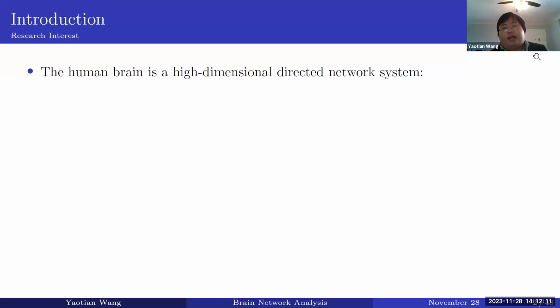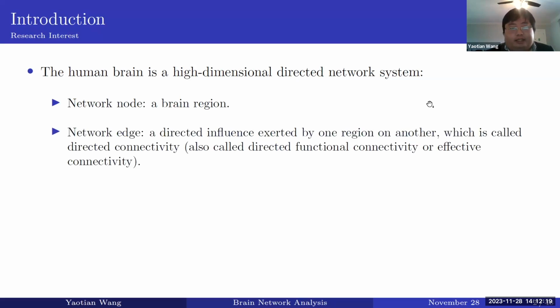Overall, we view the brain as a high-dimensional directed network system. Each network node represents a brain region. Each network edge represents a directed influence exerted by one region on another. We call it directed connectivity. We also call it directed functional connectivity or effective connectivity.